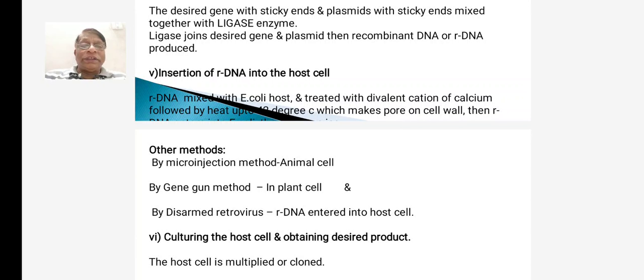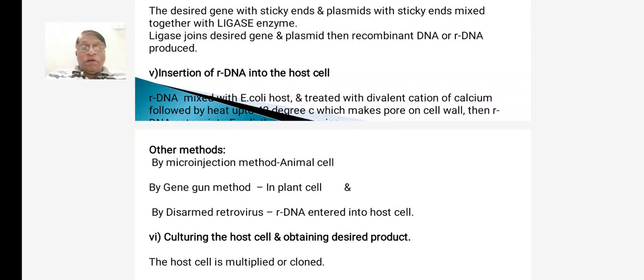The rDNA enters into the cell. Now the host cell contains rDNA. So this is one method of introducing rDNA into the host cell. Other methods are also there. For example, in case of animal cell, microinjection is done. In the plant cell, another method, the gene gun method, is followed. It's also called biolistics. And another method is also there, using disarmed retrovirus. The three methods are like this.